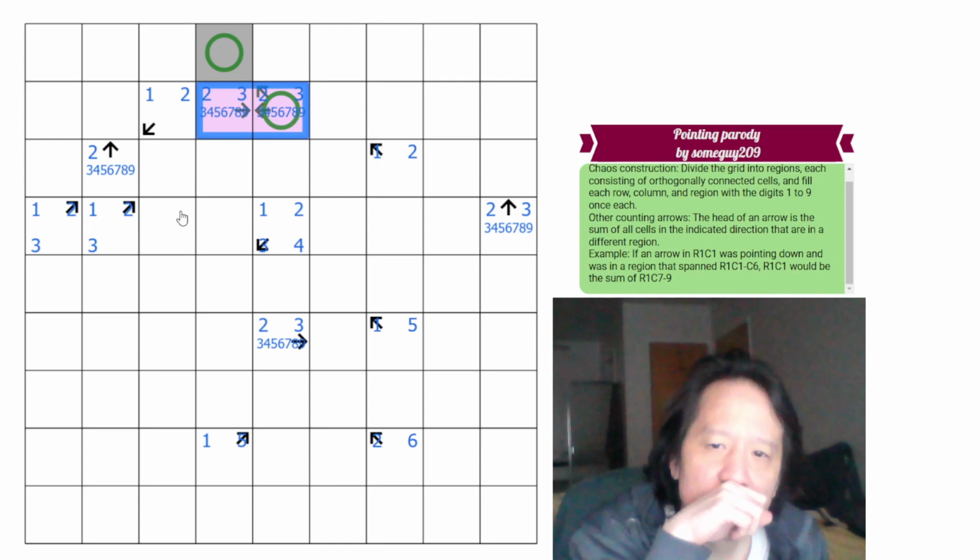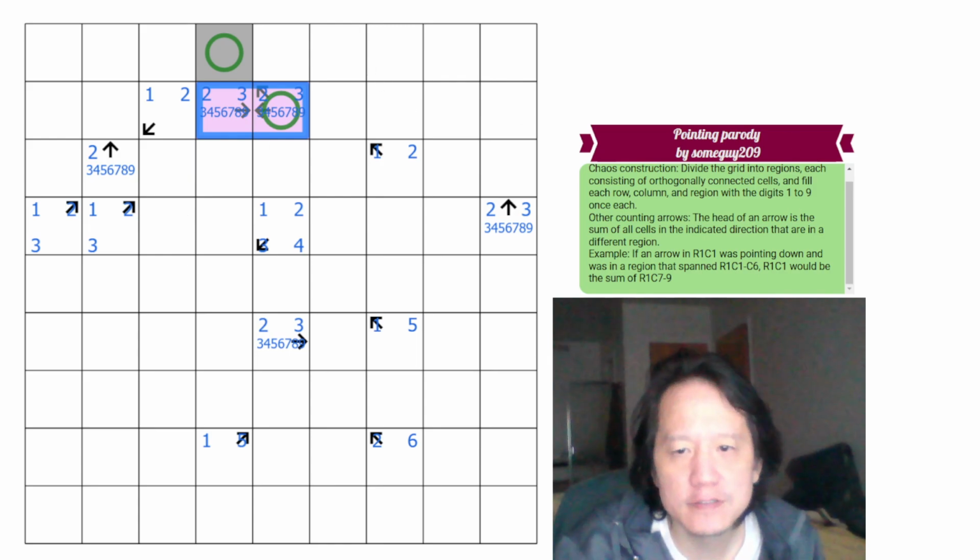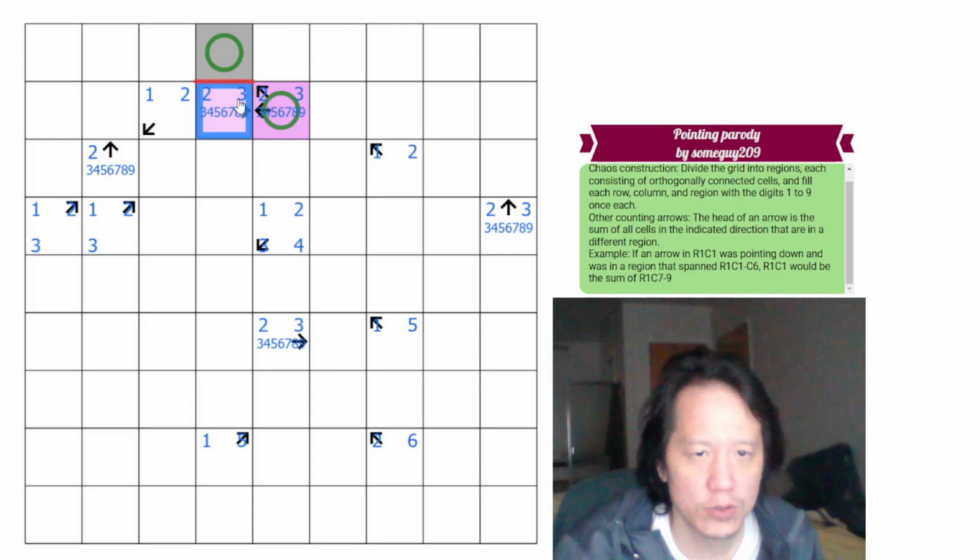The head of the arrow. Okay, so then this is not the same. It's center only. So this is a border.